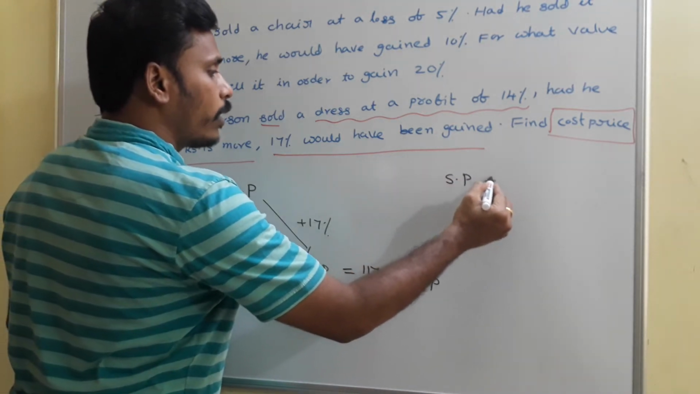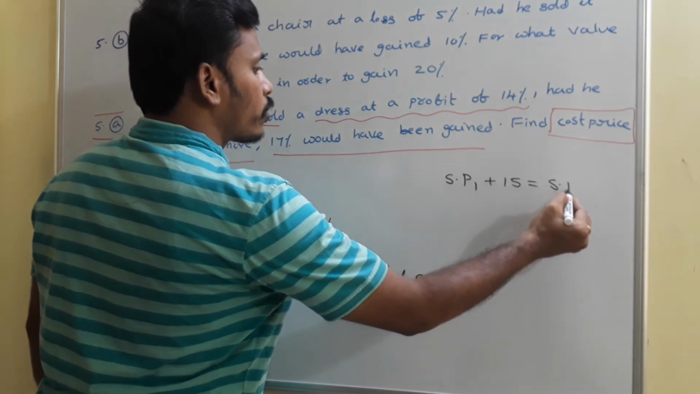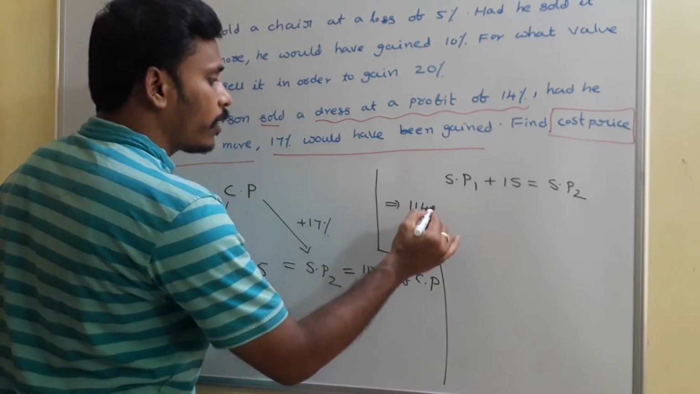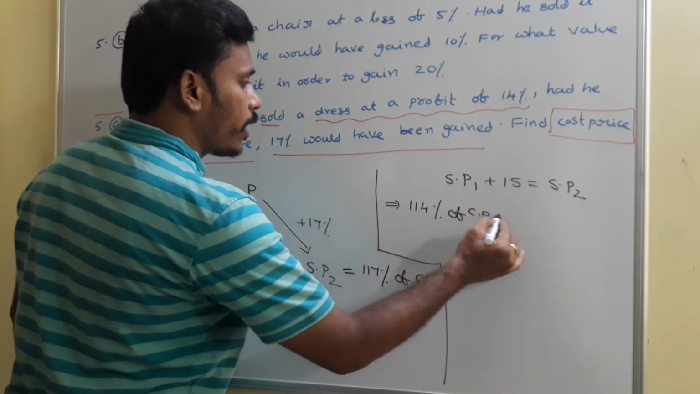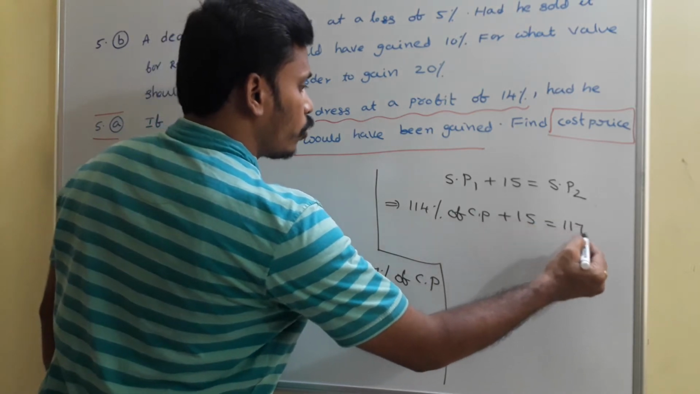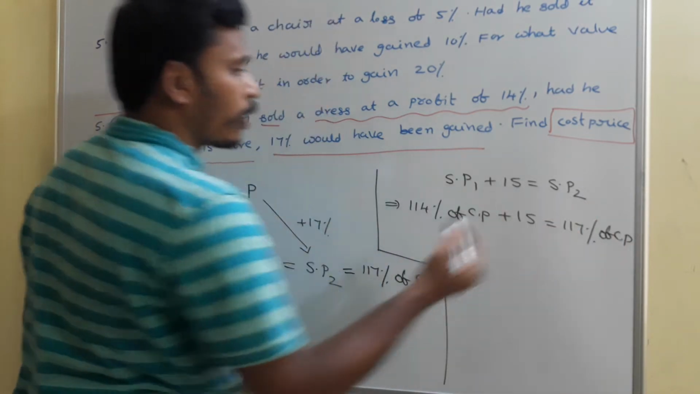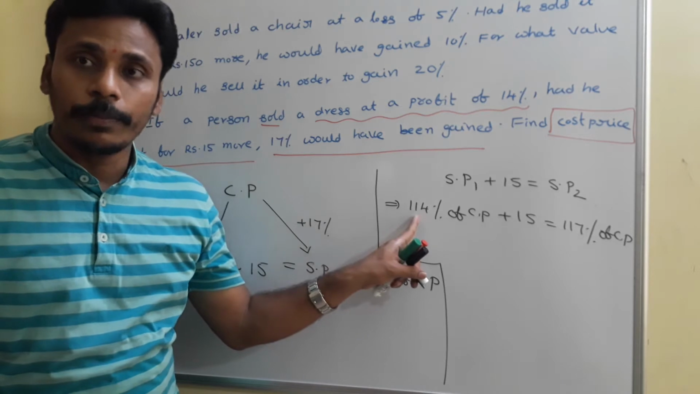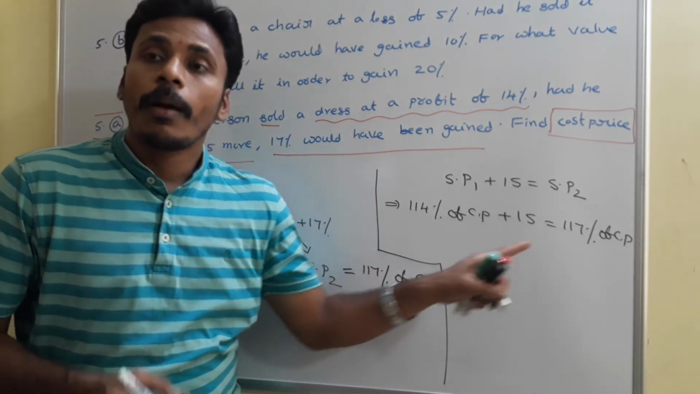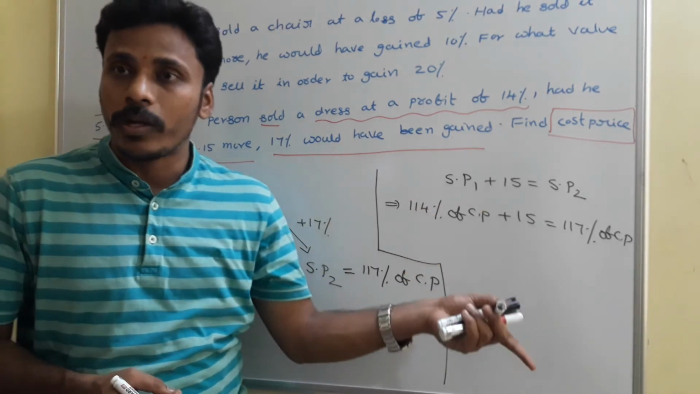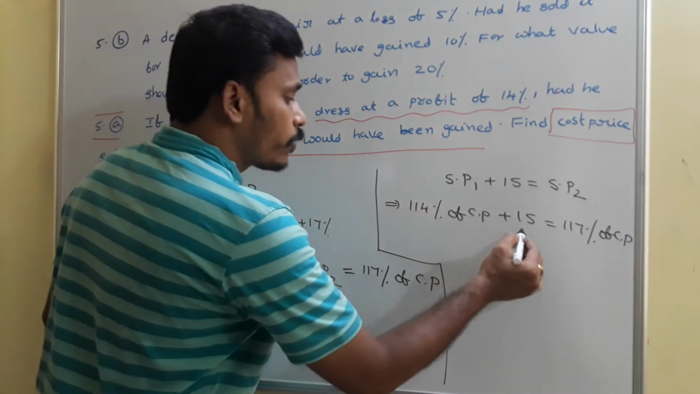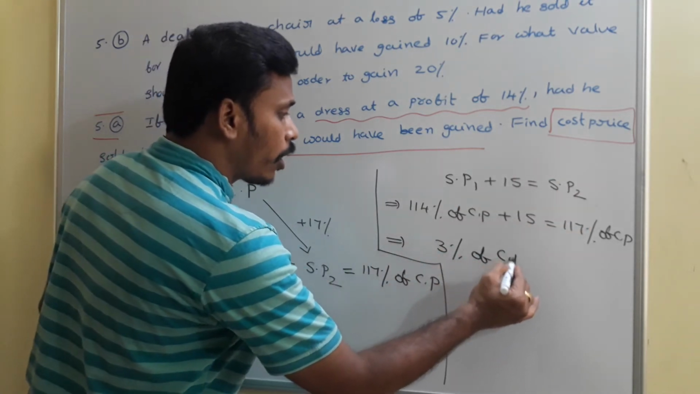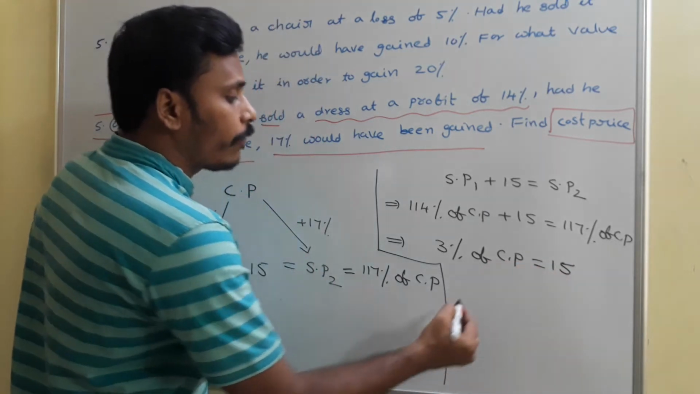Okay, selling price 1 plus 15 is equal to selling price 2. As we know, selling price 1 is nothing but 114% of cost price, plus 15 is equal to 117% of cost price. See, both are on the cost price, selling price 1 and selling price 2. If you observe, this is 114% and that is 117%. By how much do we need to add to 114 to get 117? Clearly 3, and that's why this 15 is nothing but 3%. If you send that side, you will get that. Okay, 3% of cost price is equal to 15, and we need to solve it.